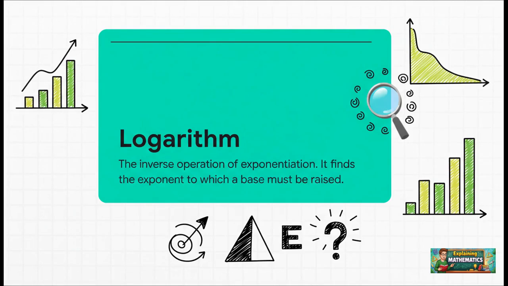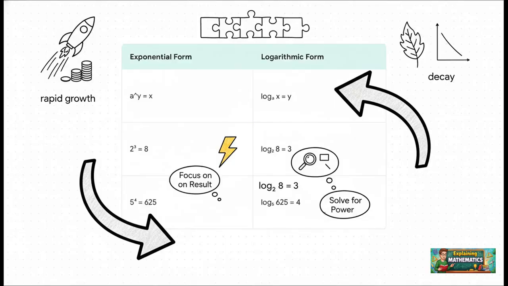And here it is. This is our key, the logarithm. Its one and only job is to solve for that exponent. It basically asks the question, hey, to get this final number, what power did I need to raise my base to?